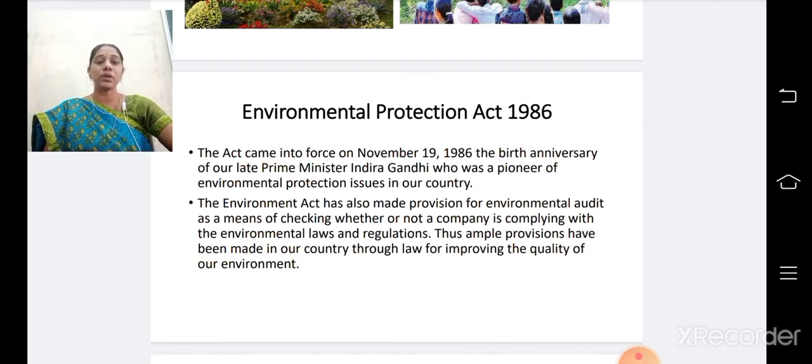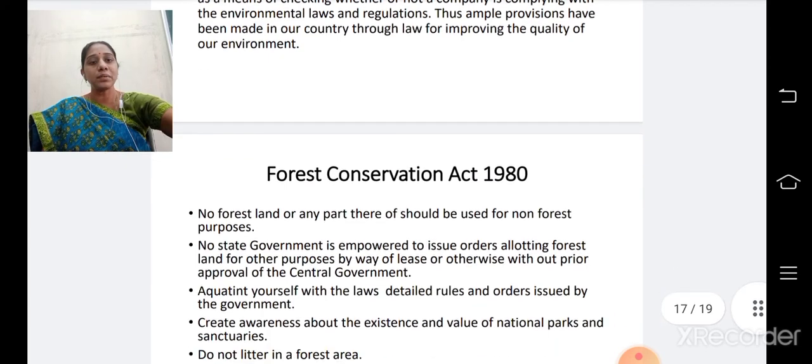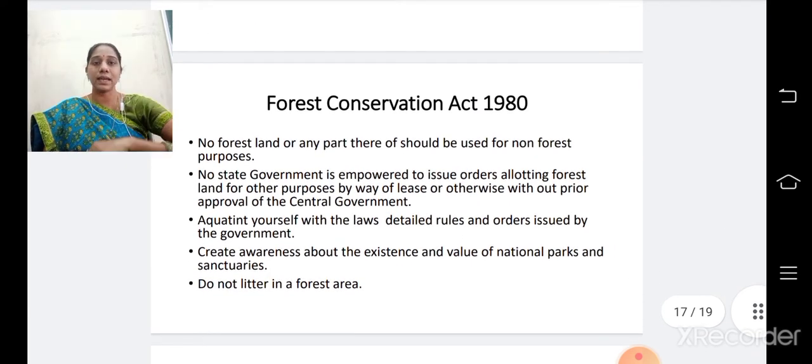Everyone must follow this Environmental Protection Act, because if we don't follow the act, so many industries produce a lot of industrial wastes. They must follow this act to avoid environmental pollution. Like that, the Water Act, so many acts came. See here, the Forest Conservation Act in 1980.